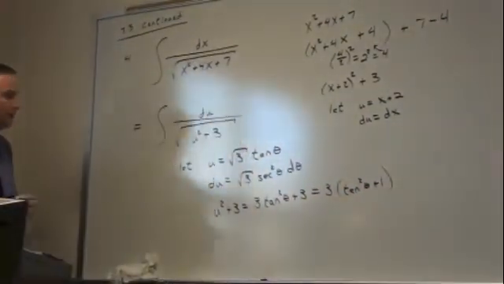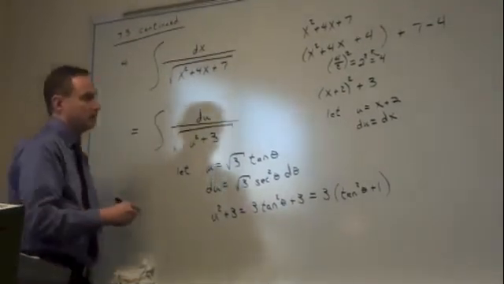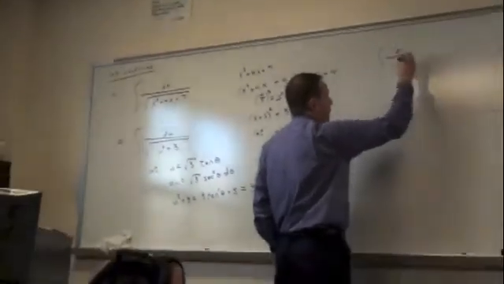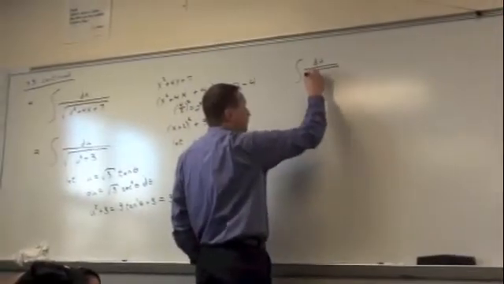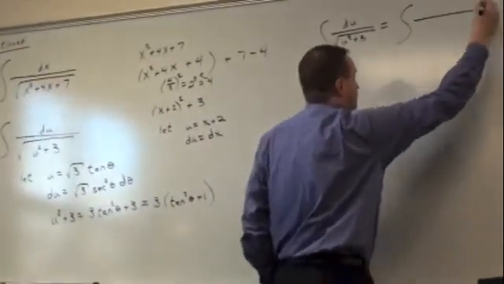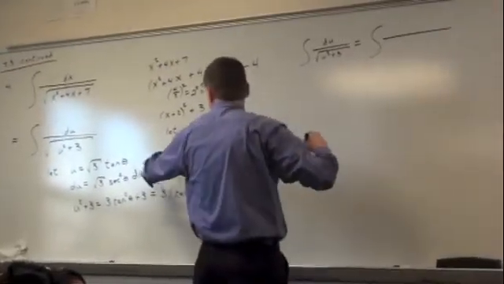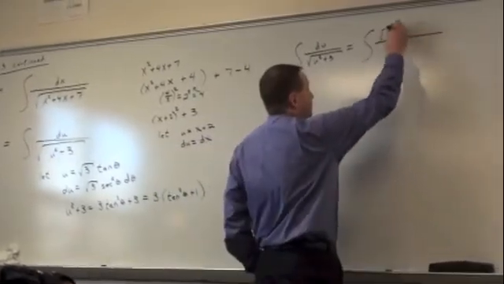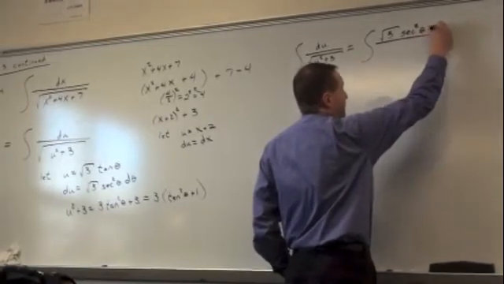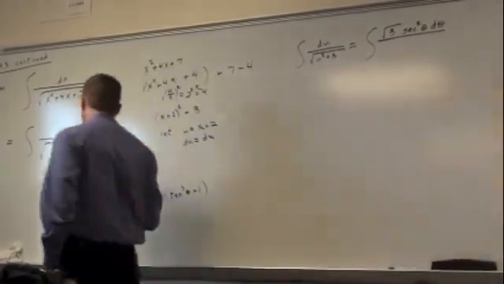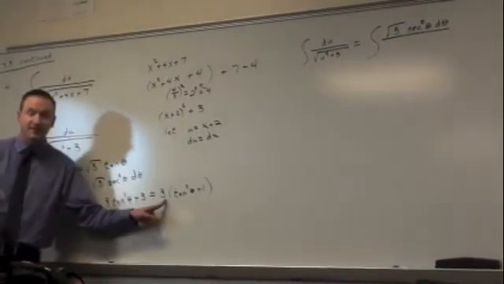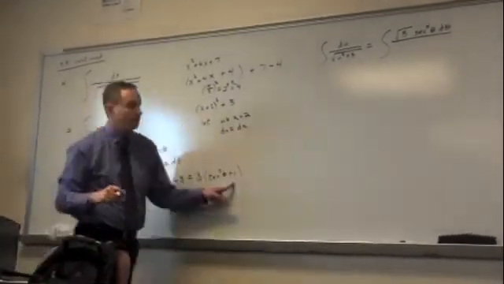So now when I go into my integral, I'll finish it over here. I'll say the integral of du over the root of u squared plus 3. I've just shown that du is equal to the square root of 3 secant squared theta d theta. Now in my denominator, this u squared plus 3 is going to be the same thing as this under the square root.